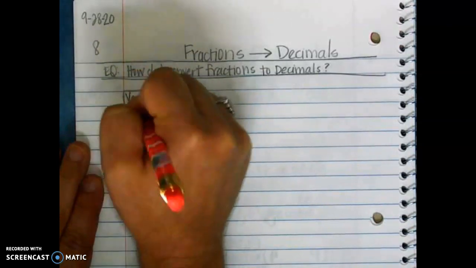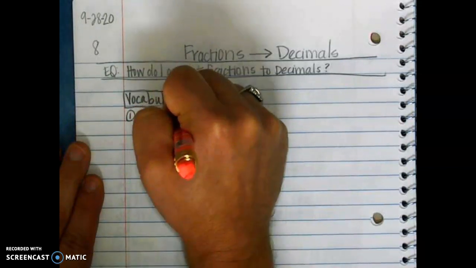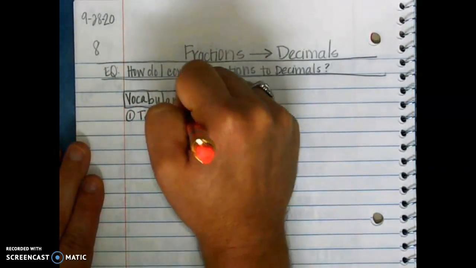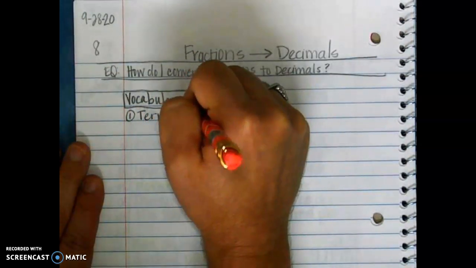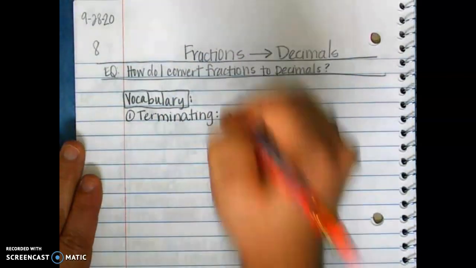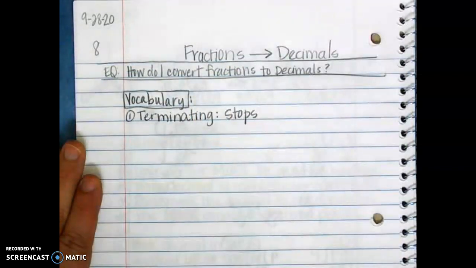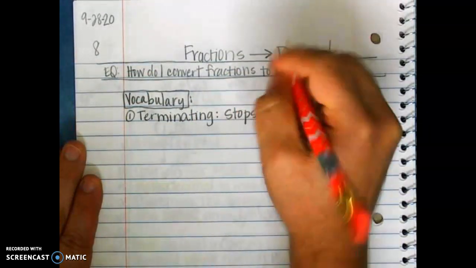The first one is called terminating, like the Terminator. He was in a movie, it was Arnold Schwarzenegger, the Terminator. But this is going to be a terminating decimal. And what that means is that it stops, okay? It completely stops and it ends.